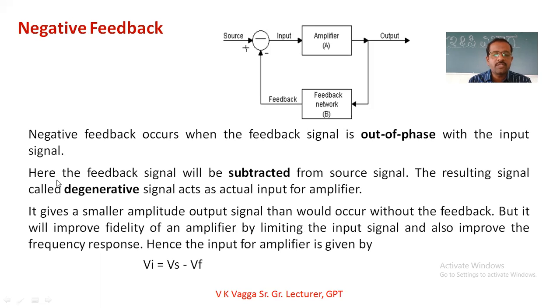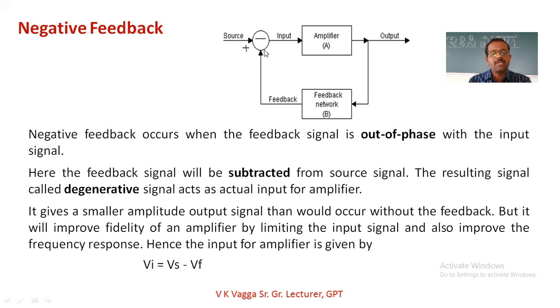In this case the feedback signal is subtracted from the source signal. You can see this is represented with the minus sign here. The difference that results is called the degenerative signal, and it acts as the input for an amplifier, and it gives a smaller amplitude output signal than would occur without the feedback.